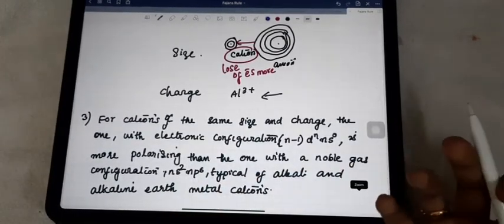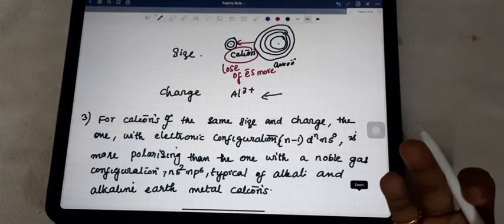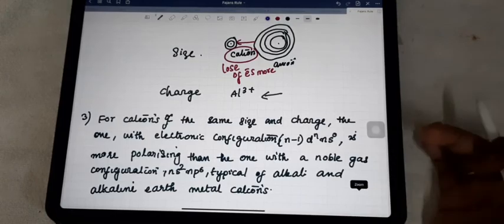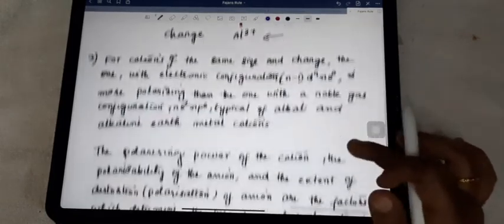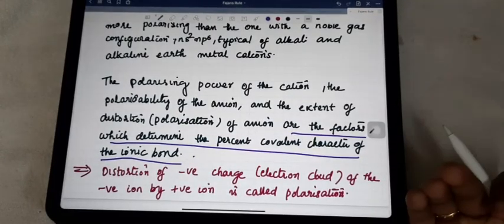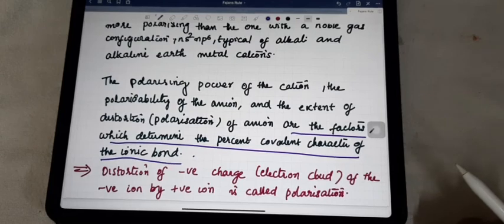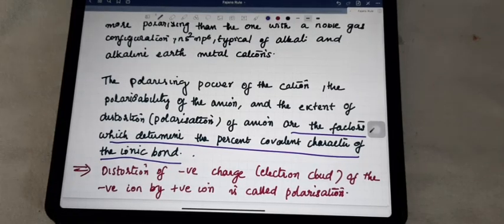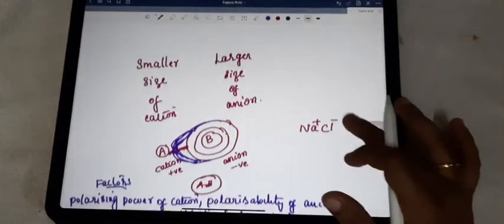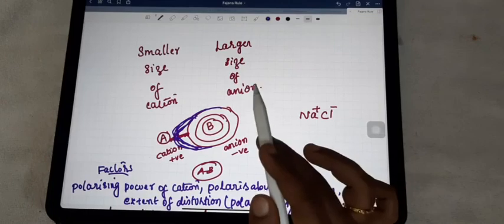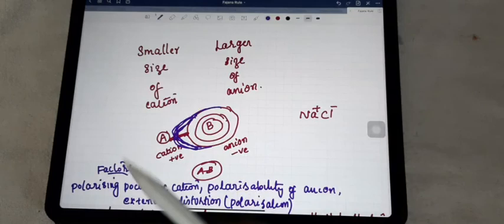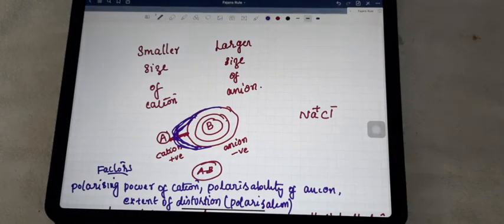And the next one: for cations of the same charge and same size, the transition metals have more polarizing power than the alkali and alkaline earth metals. Then you just write the 3 important factors: polarizing power of the cation, polarizability of the anion, and the extent of distortion of the anion are the factors determining the percentage of covalent character in an ionic bond. And what really happens, you just understand that too. Due to the positive and negative charges of the cation and anion, the pulling, which I explained, you just think about that also. Okay, thank you.